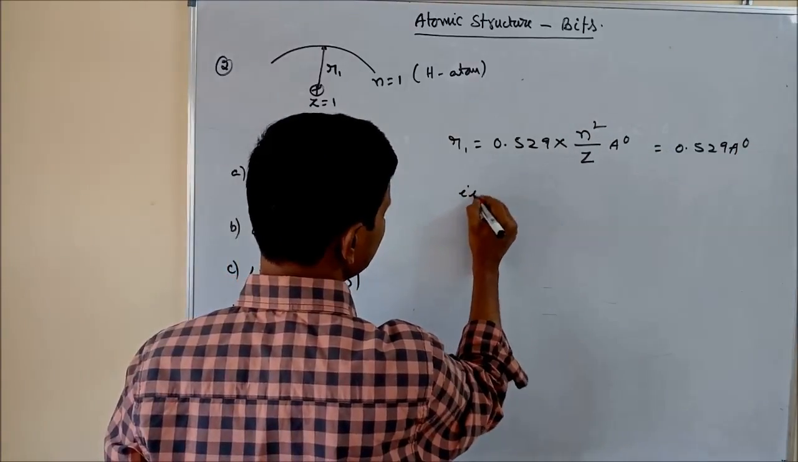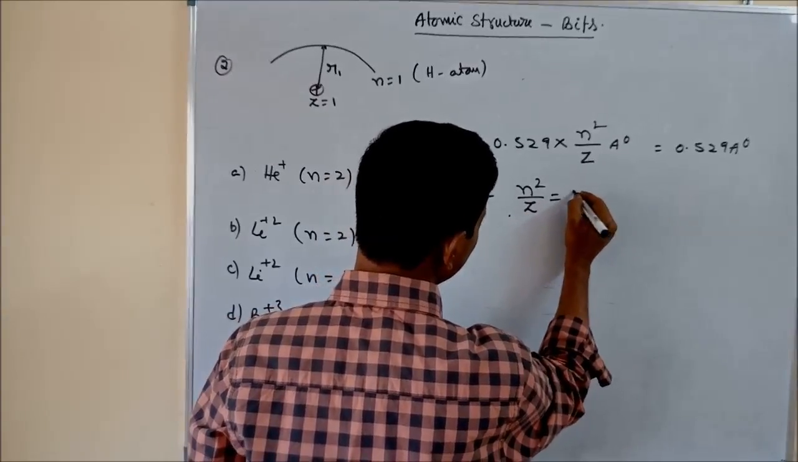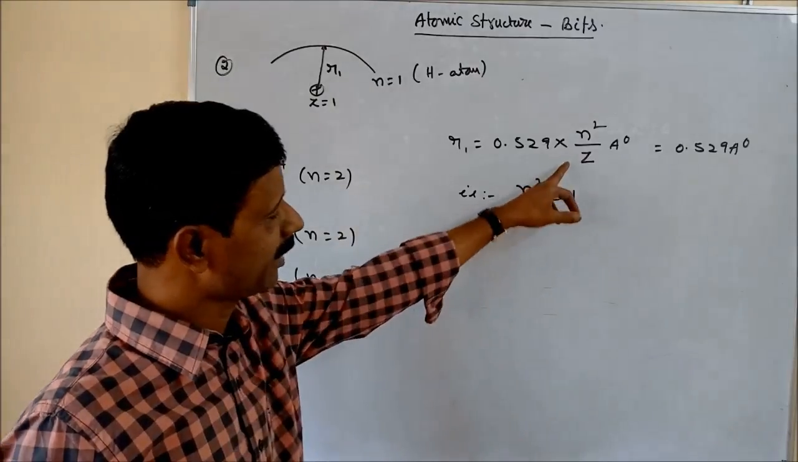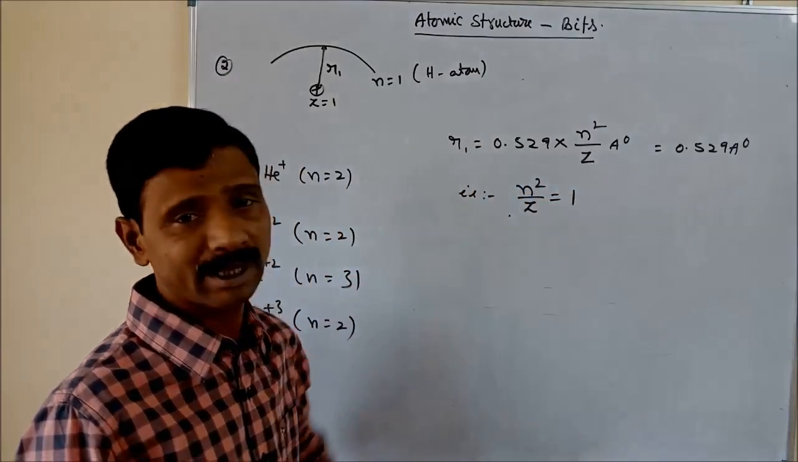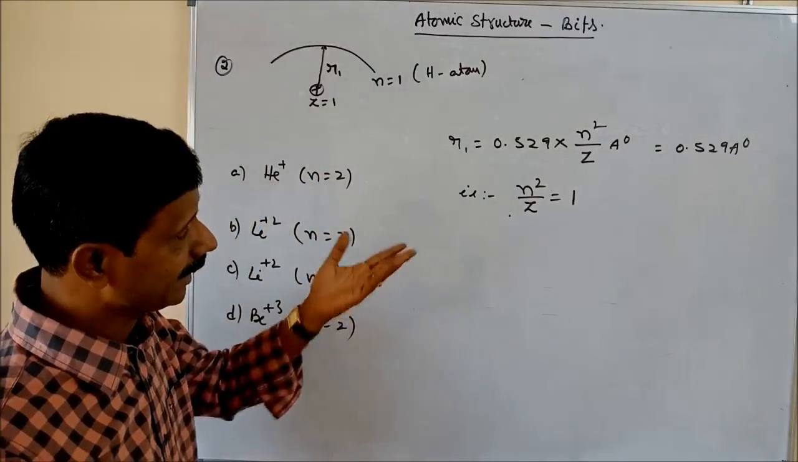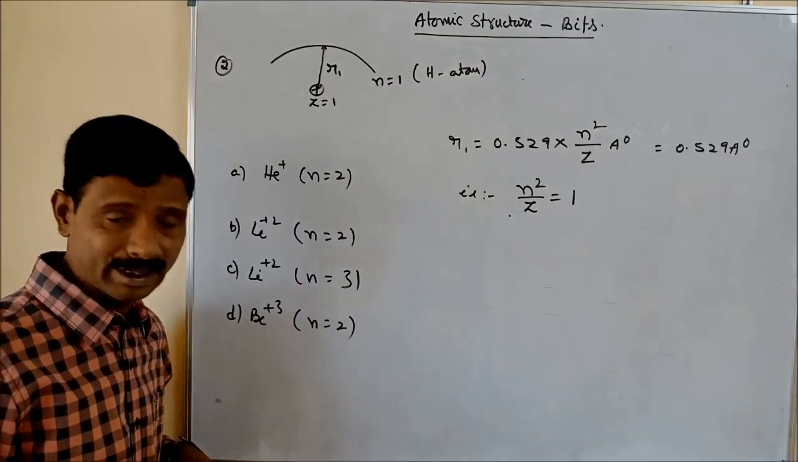That means n square by Z must be equal to 1. If n square by Z equals 1, then the radius is going to be 0.529, equal to R1. Now among the four, for which species is n square by Z equal to 1? That we have to verify.